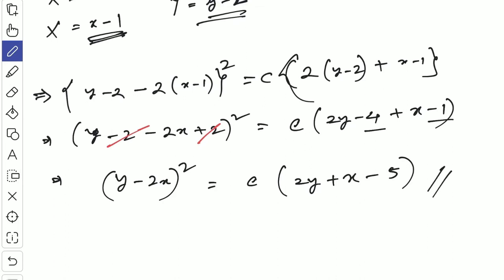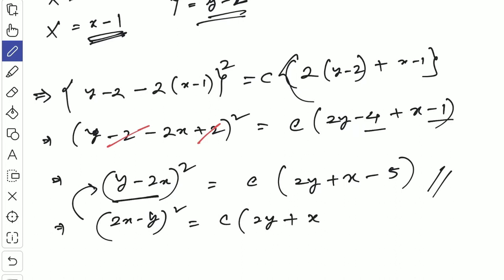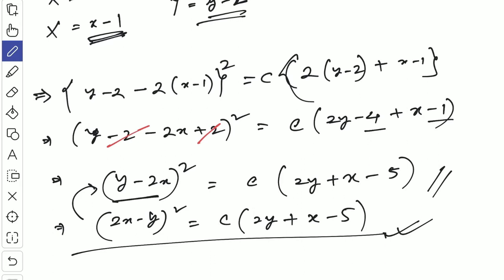So that's our result, that's our answer. Or you see, as it is a whole square, a minus b whole square, if you write b minus a whole square, then also the result will be the same, as it is a whole square, isn't it? So similarly, if you follow certain books, the answer to the same question may be given in this way: twice x minus y whole square equals c into twice y plus x minus 5. So this is our answer. That's how we can solve.